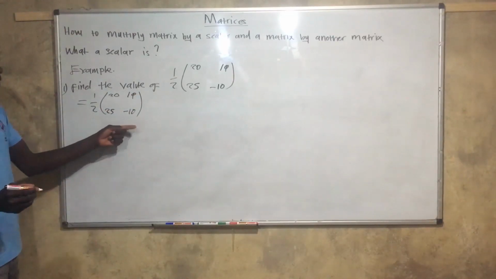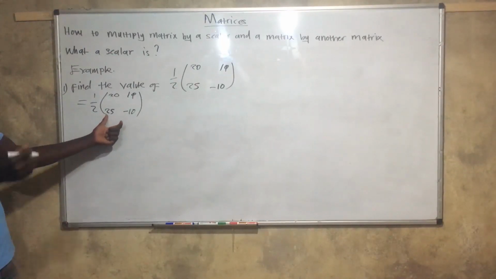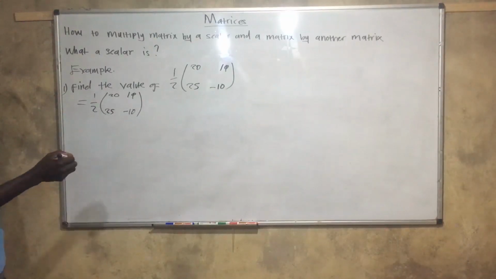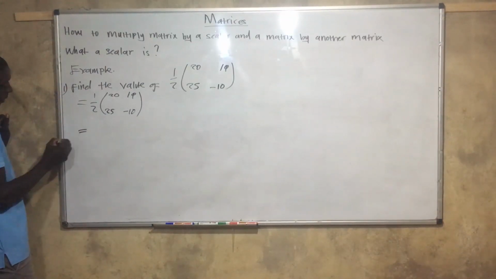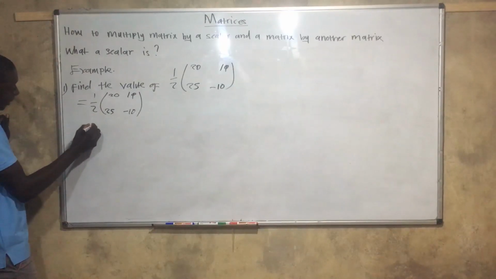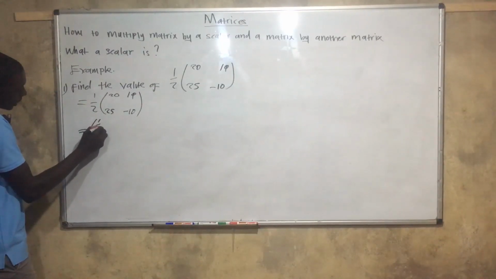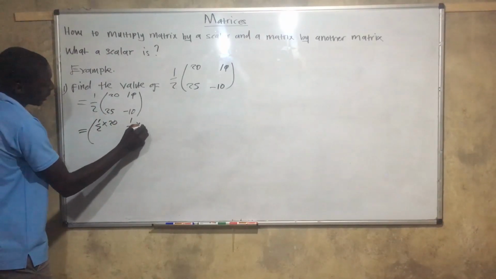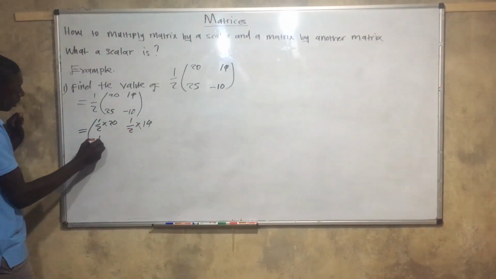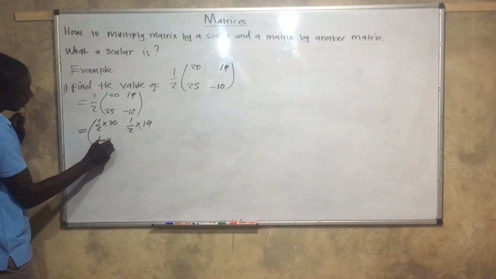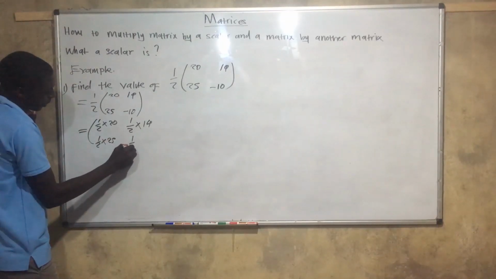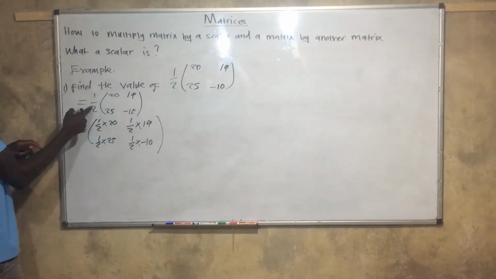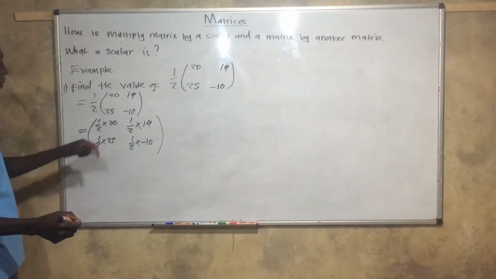So, if we are to state the order of this matrix, we'll say this is a 2 by 2 matrix. Then we are multiplying a scalar by a 2 by 2 matrix. This will give us the result of half multiplied by 20, half multiplied by 14, half multiplied by 25, and half multiplied by -10. So we are multiplying a scalar by each number in the matrix.